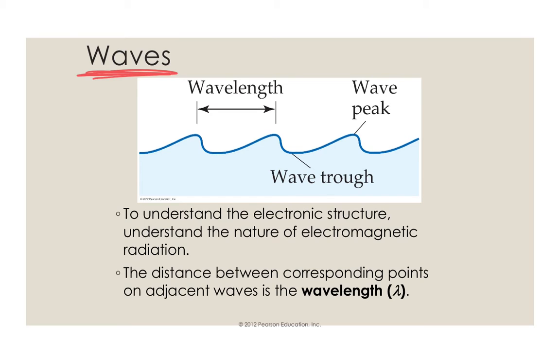So some things that you need to know about waves. First of all is the idea of wavelength. So the wavelength is simply the distance between corresponding parts on adjacent waves. So from a crest to a crest, or a trough to a trough, or a peak to a peak, however you want to do that, or a peak on the way up to a peak on the way up. Those are all known as the wavelength, symbolized by the Greek letter lambda.